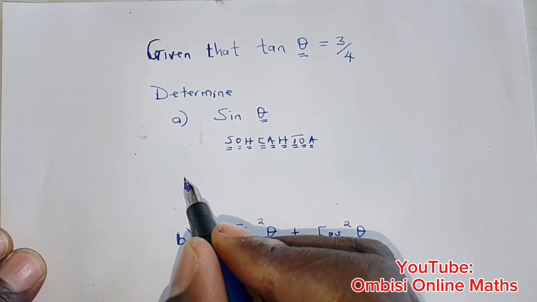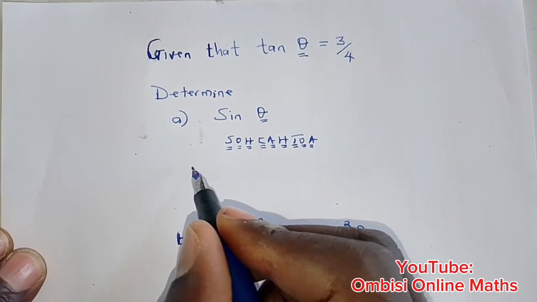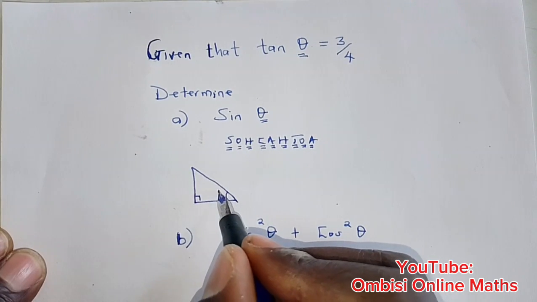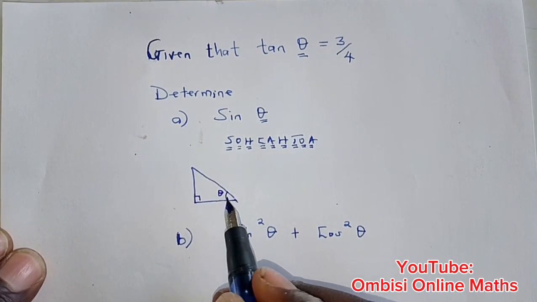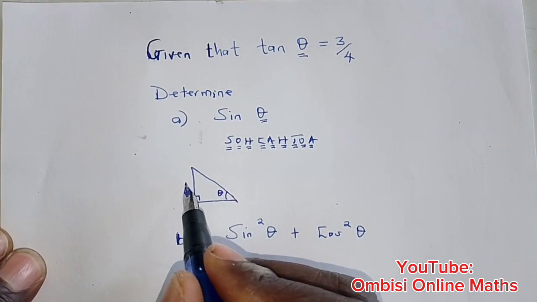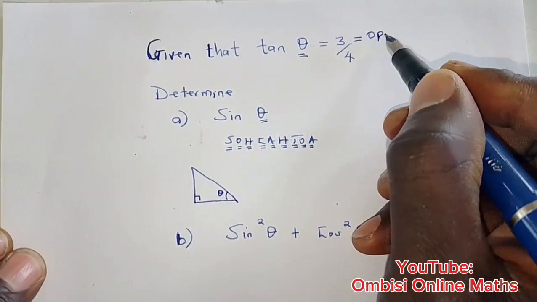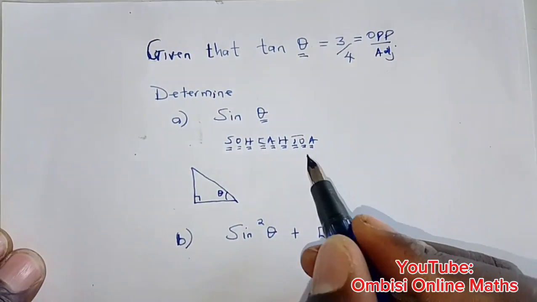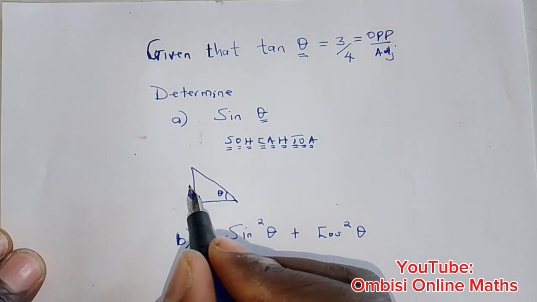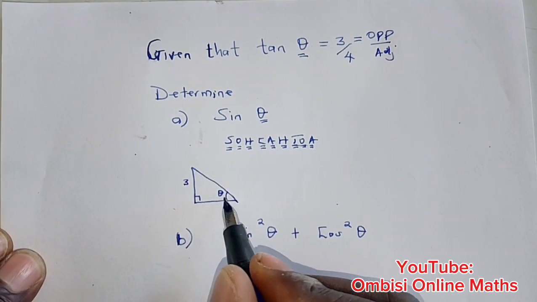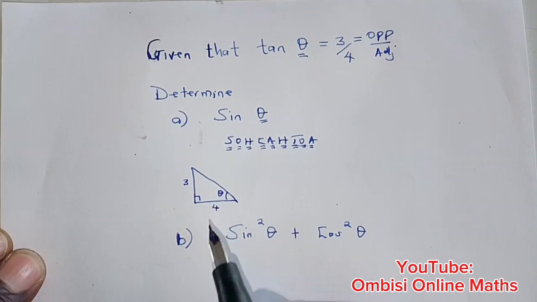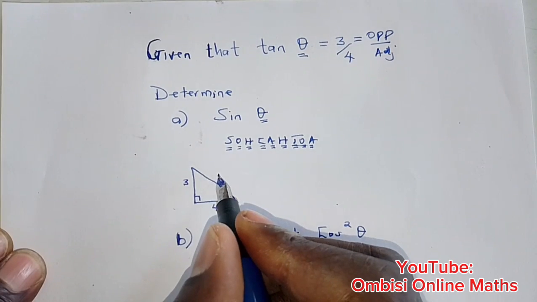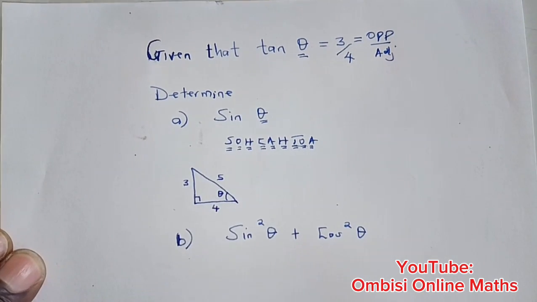Now, if we use a right-angled triangle in this scenario, and we find an angle theta, then the opposite of this angle is on this side. So the tangent is the opposite over the adjacent. That's what the TOA stands for. So the opposite here is 3, and the adjacent to this angle is 4. So using Pythagoras theorem, we can find the hypotenuse, whereby the hypotenuse is 5, the 3, 4, 5 relationship of a right-angled triangle.